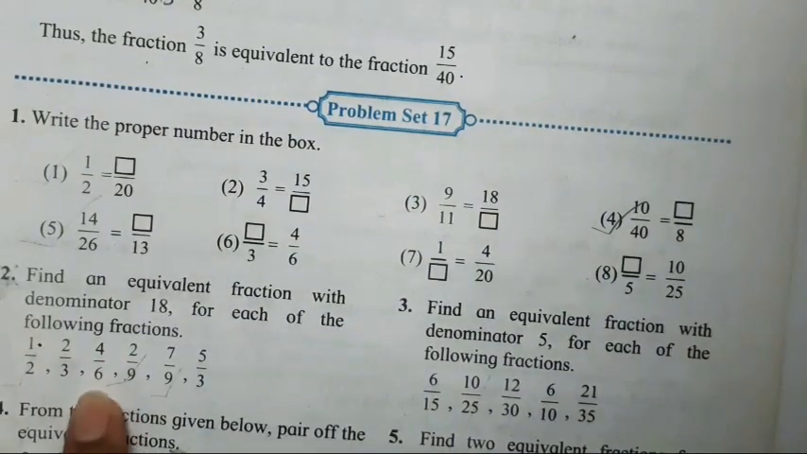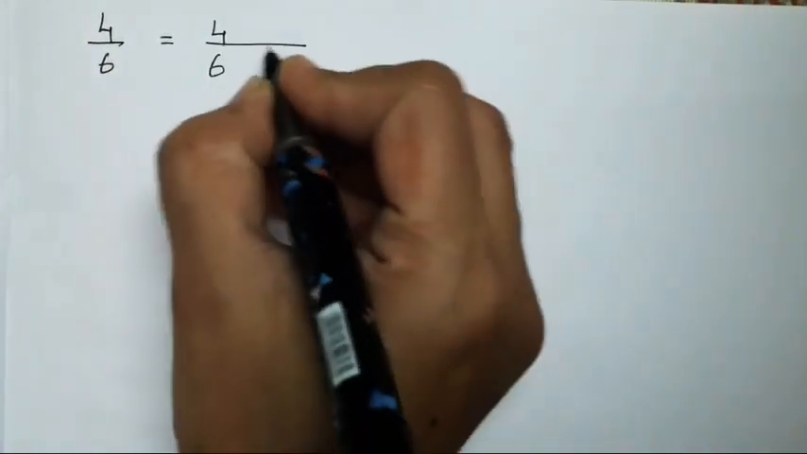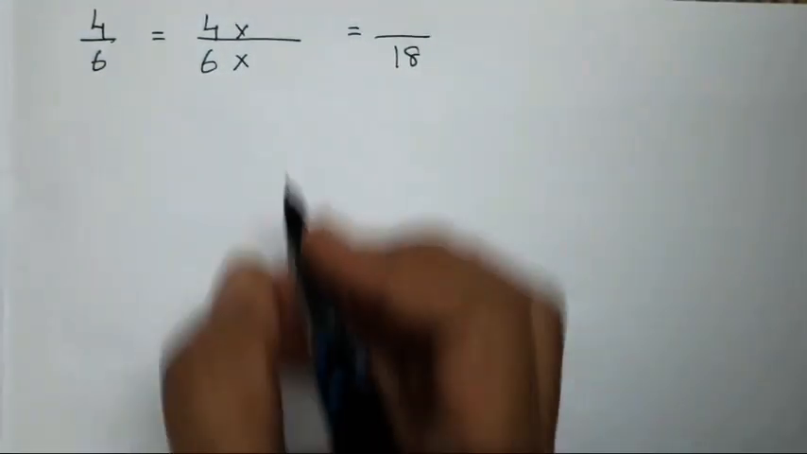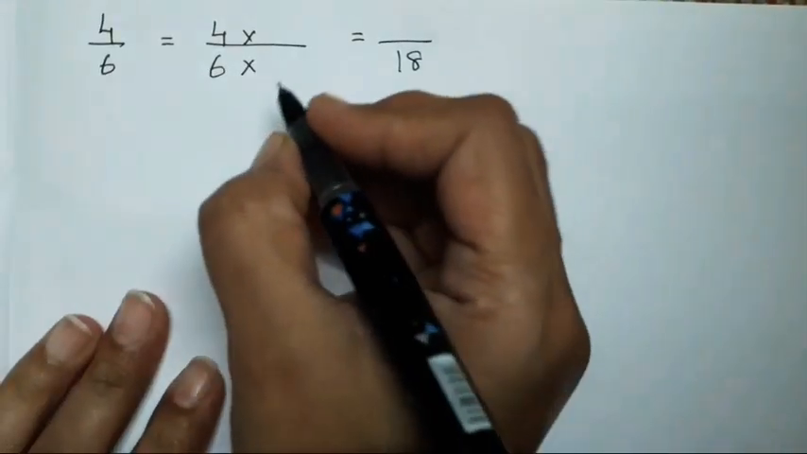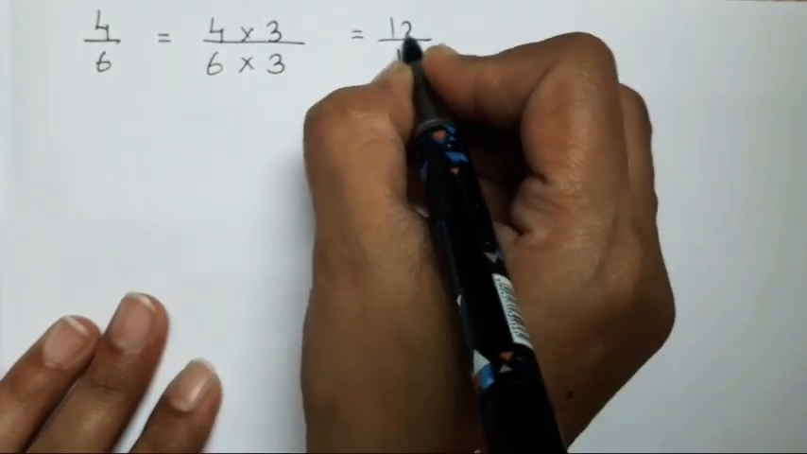Next is 4 upon 6. So use this fraction in order to get 18 as the denominator. So 6 3s are 18, 4 3s are 12.